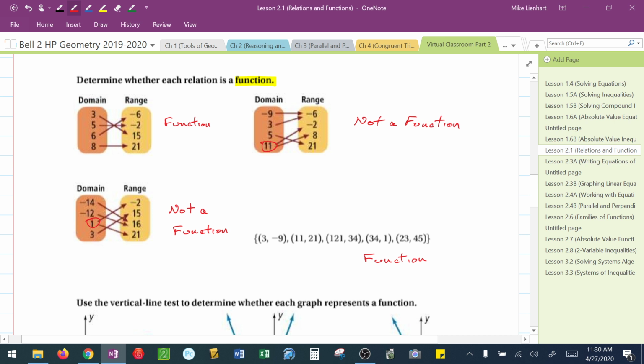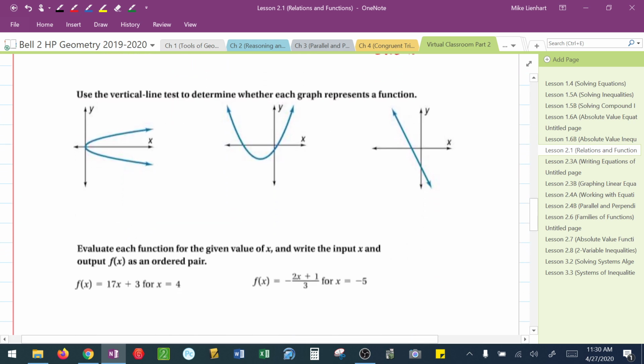Now, keep this in mind too. Y's can repeat. So in other words, I could have the point (4, 3) and the point (5, 3). That's okay. I could have, again, 3 repeated as the y value. That's okay, because remember, to determine a function, for each input there can only be one output.